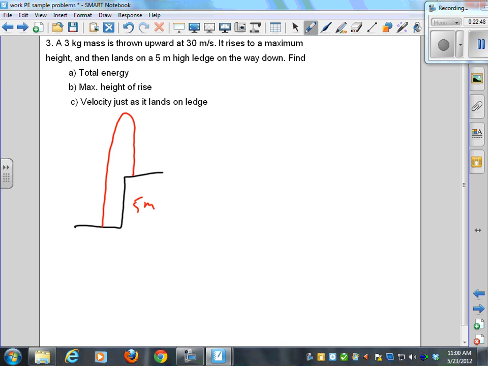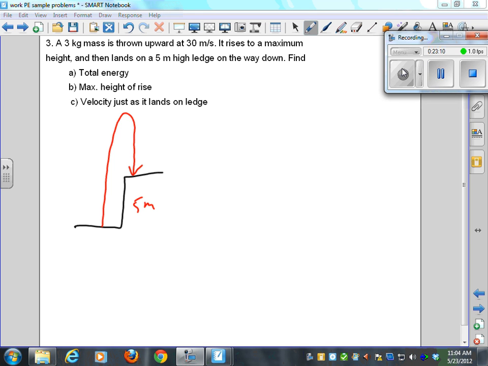Okay, so we've got a 3 kilogram mass. It's rising upward at 30 meters per second. It rises to a maximum height and then lands on a 5 meter height ledge on the way down. Find the total energy, find how high it goes, and find how fast it's going when it hits the ledge. Give that a try.